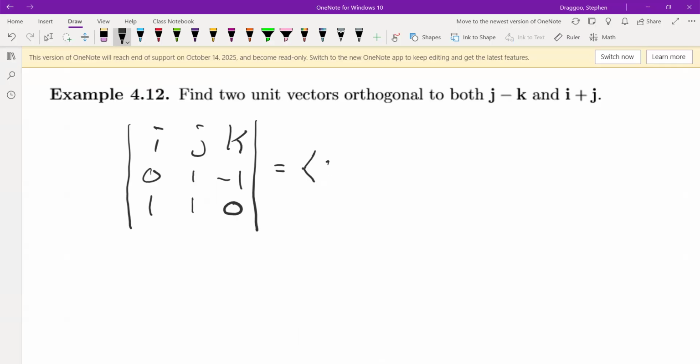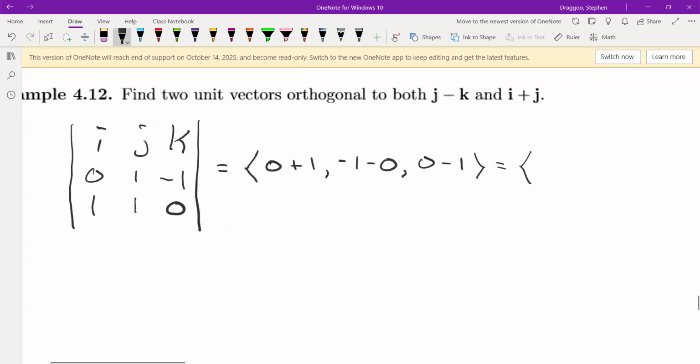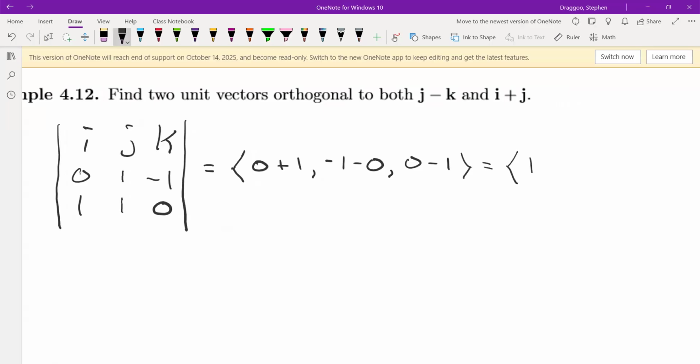1 times 0 is 0, minus 1 times negative 1 becomes plus 1. Then we've got a negative 1 times 1 minus 0 times 0. And finally, 0 times 1 minus 1 times 1 is 0 minus 1 to ultimately get the vector 1, negative 1, negative 1.